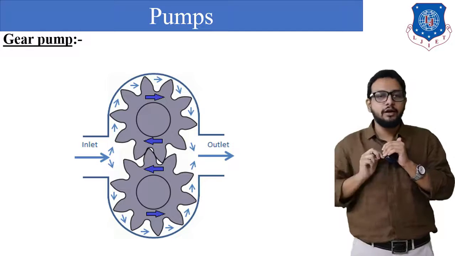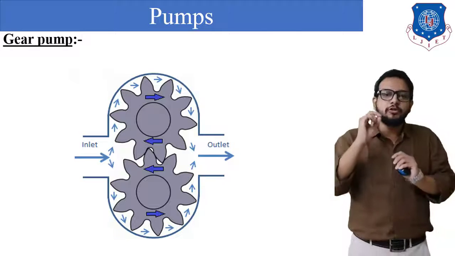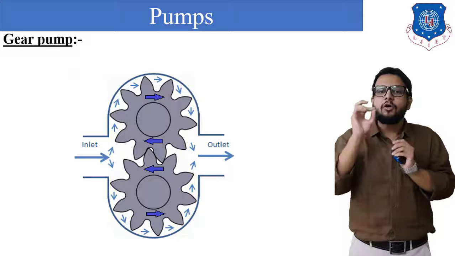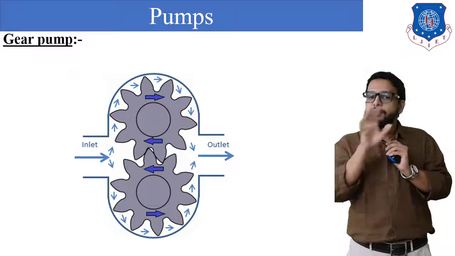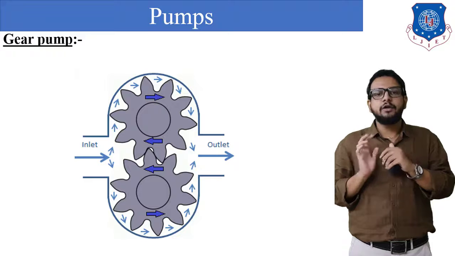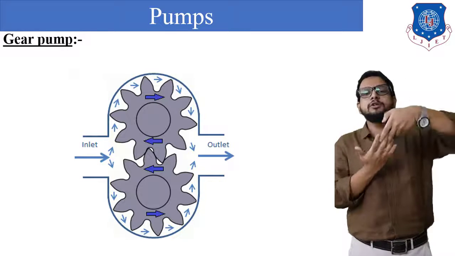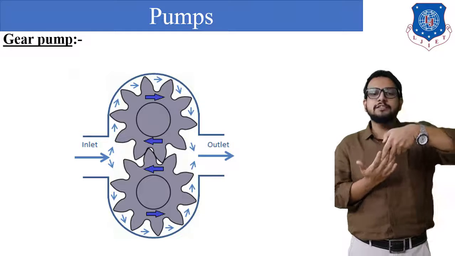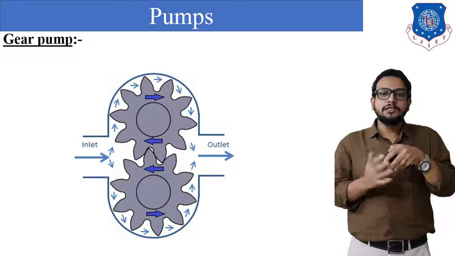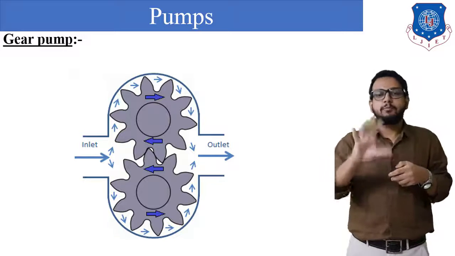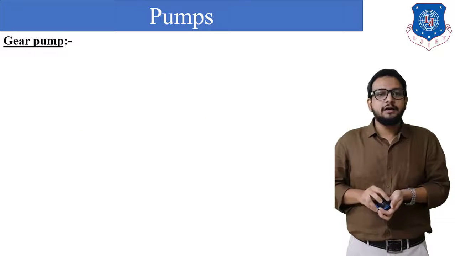to the outlet portion. One thing which you need to keep in mind is that liquid can only be transferred through the periphery of these gears. It cannot transfer from the place where the two gears are in meshing position. There is an airtight seal, so remember it is going to transfer only through the periphery. Okay, so let us see that.